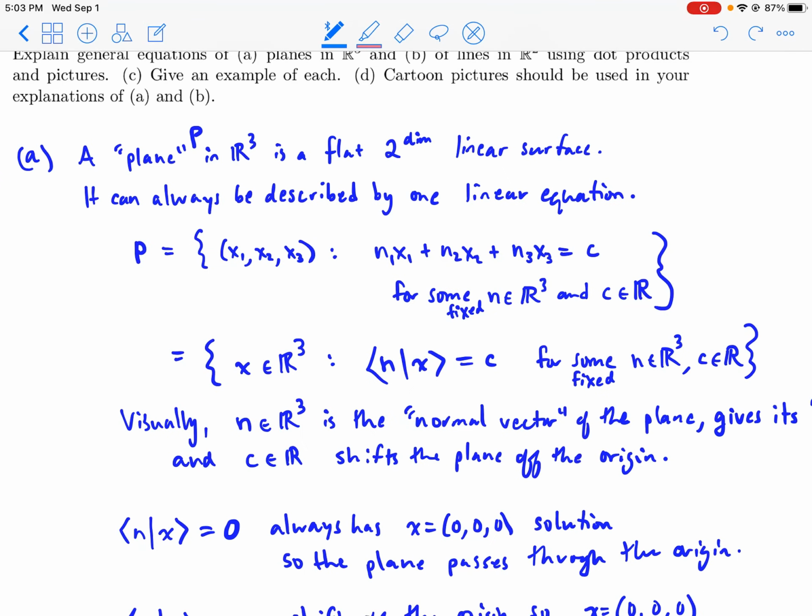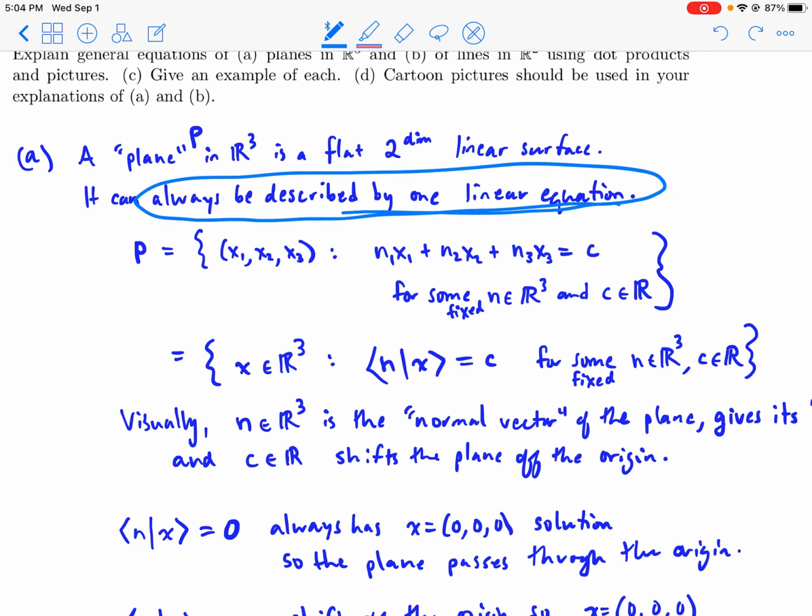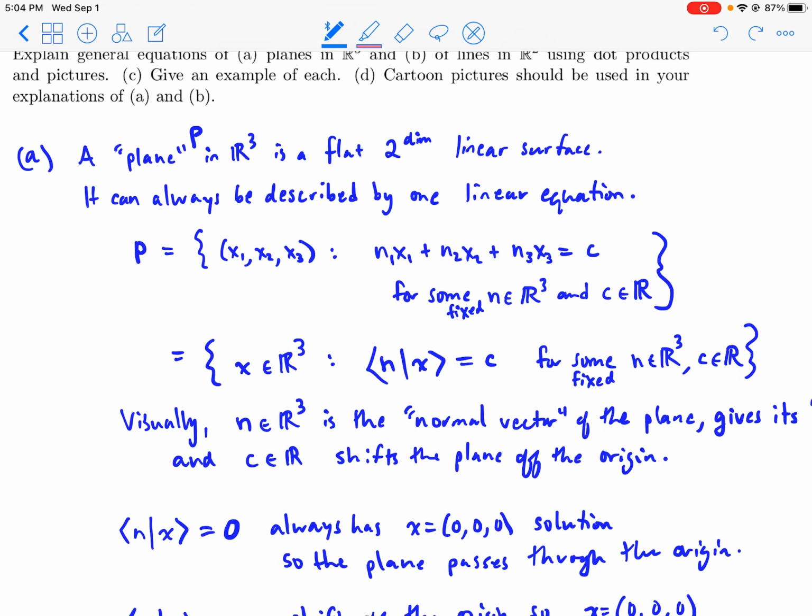So a plane, I don't know, P, we don't have to give it a name, but we can give it a name, is a flat surface. It's a linear surface. And so it can always be described by one linear equation when it's a plane in R3.